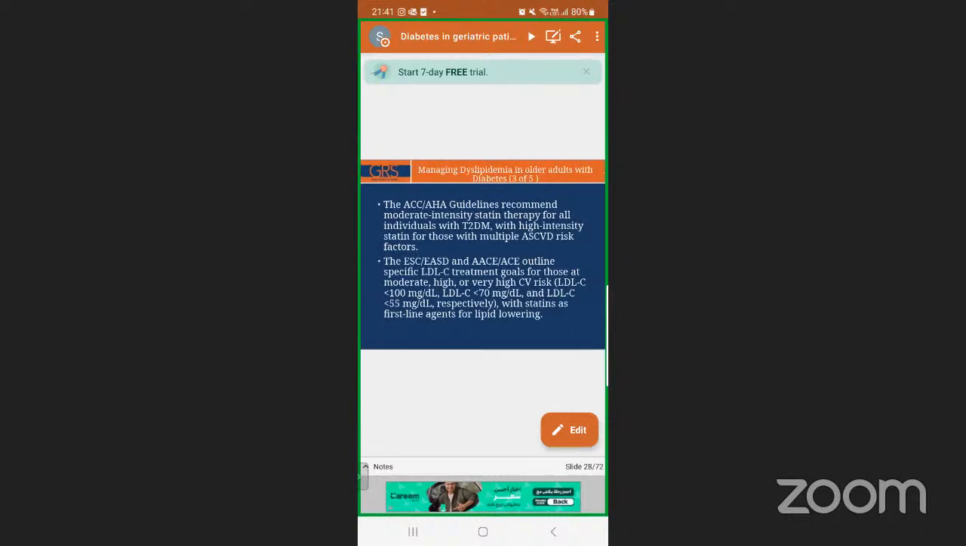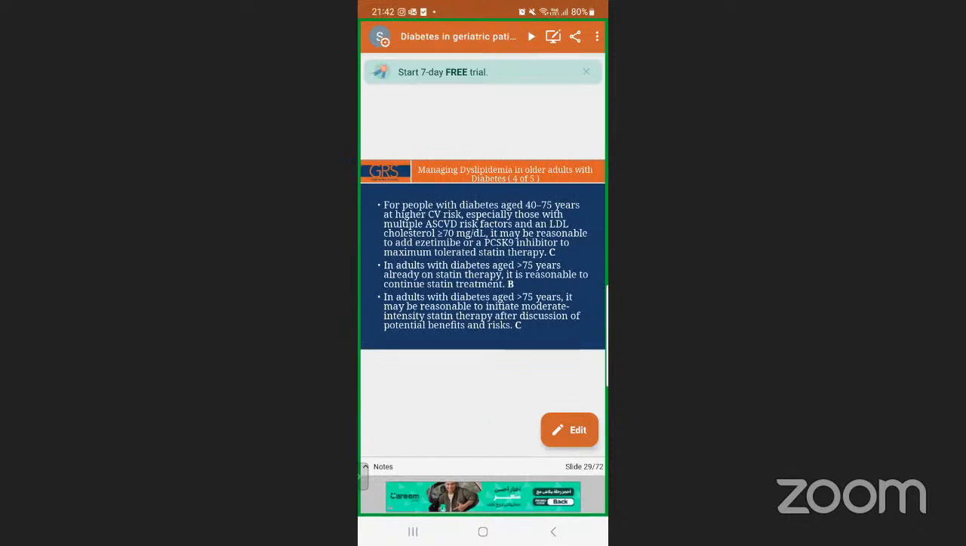The American College of Cardiology guidelines recommended moderate intensity statins for all individuals with type 2 diabetes, with high intensity statins for those with multiple atherosclerotic cardiovascular risk factors. There is a difference in the LDL target goals between different societies. The European Society of Cardiology and the American Association of Clinical Endocrinologists outline specific LDL treatment goals for those with moderate, high, or very high cardiovascular risk, with less than 100, less than 70, and less than 55 respectively, with statins as the first-line agent for lipid lowering.